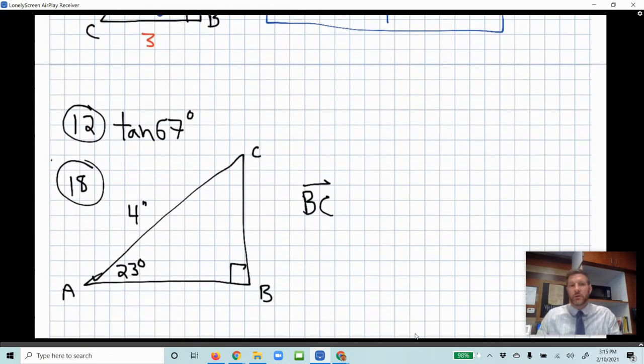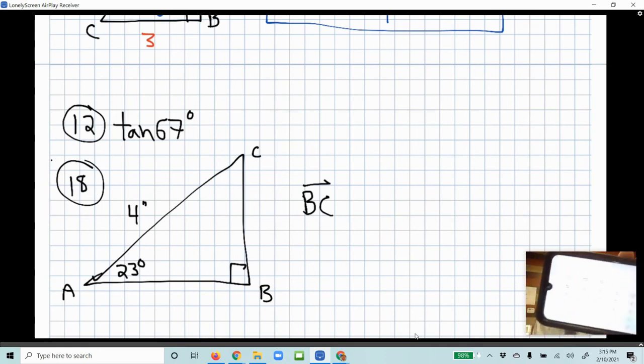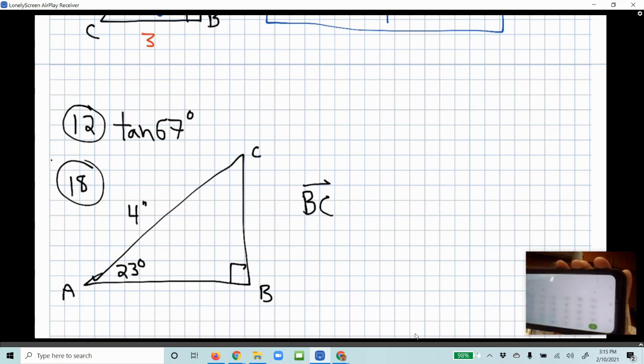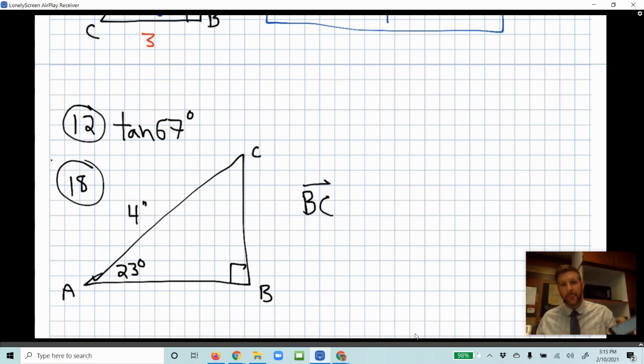All right, let's try number 12. 12 is an example of, notice they're giving us a degree. They're saying use your calculator to find the trig ratio to the nearest hundredth. So that means now they're not giving us side lengths to write a ratio with. They're actually giving us what I call a degree to crunch. And I call it crunch because you have to put it in your calculator. So here's my calculator. I've switched it to scientific mode, so it's got sine and cosine on it. And it says, how do I calculate tangent of 67?